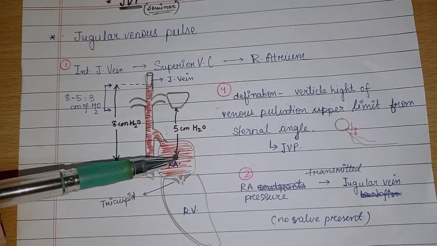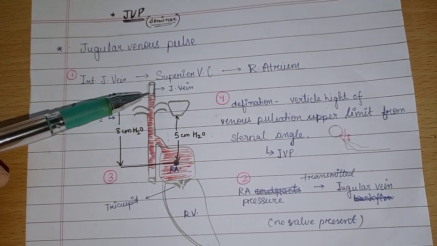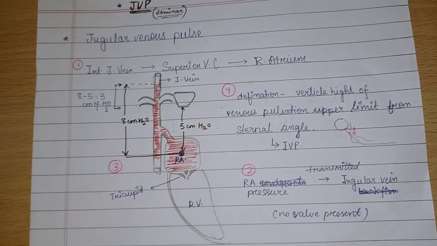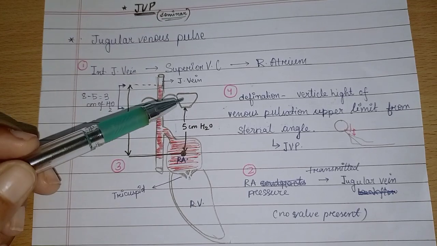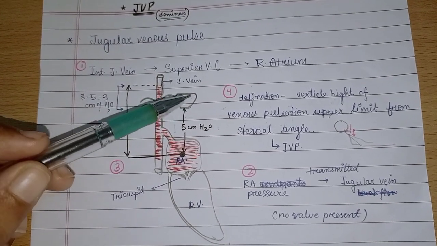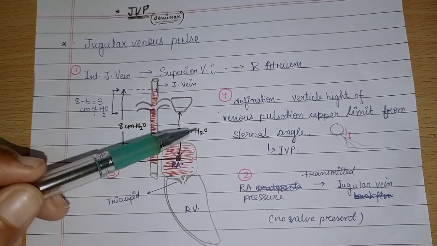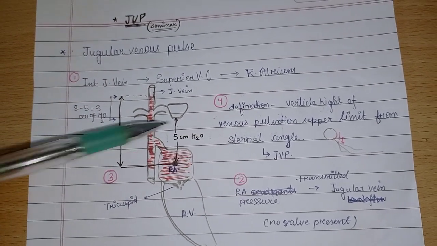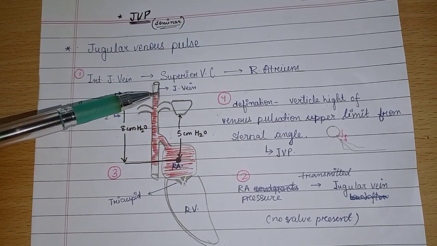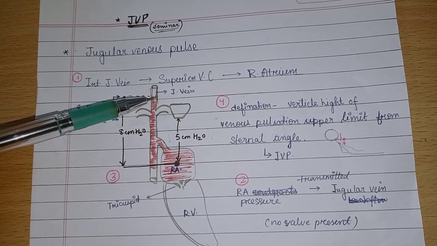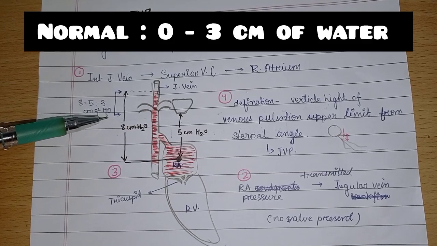So let's see first, from the center of the right atrium to the upper blood level of the jugular vein is 8 cm of water, the pressure. And this is our sternal angle. From this to the right atrium it is 5 cm of H2O. So obviously, from the sternal angle to the upper limit of venous pulsation, we will get 3 cm of water.